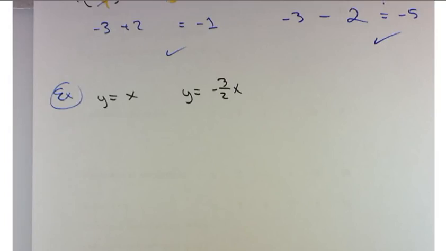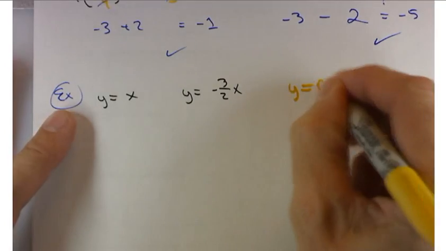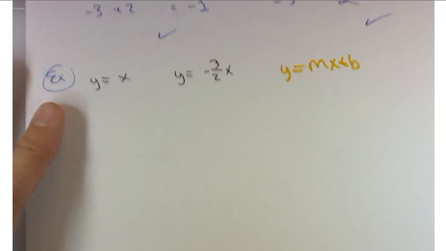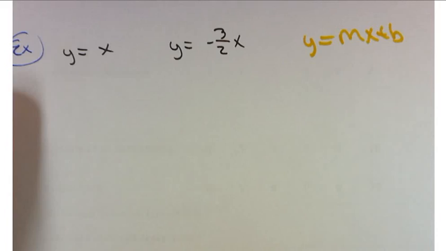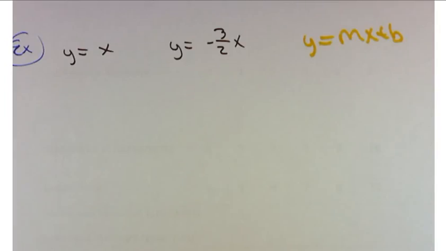One of the things that I want you to know come time for the final exam is this: y equals mx plus b. Who remembers what that's all about? Gil? Slope-intercept. Slope-intercept form. Good. So let's list the slope and the intercept on these two.